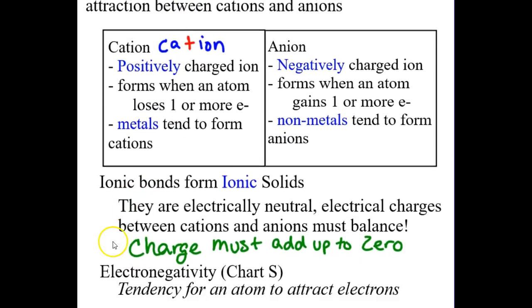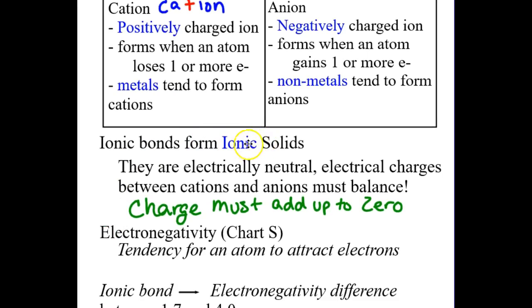Ionic bonds form ionic solids. That's easy to remember because it's the same term. And don't forget that ionic solids are also called salts. Right? Salt is a general term for an ionic solid.